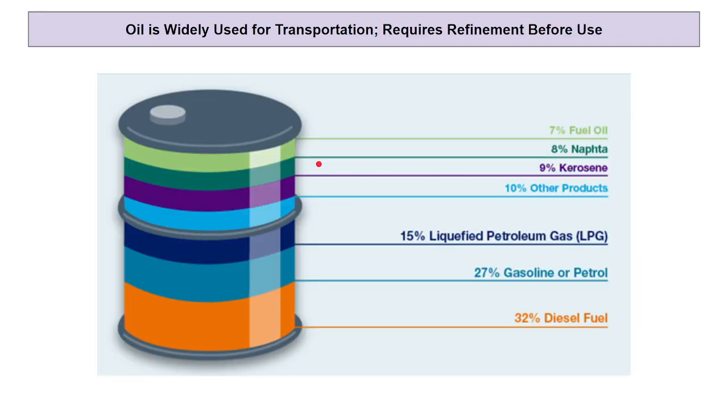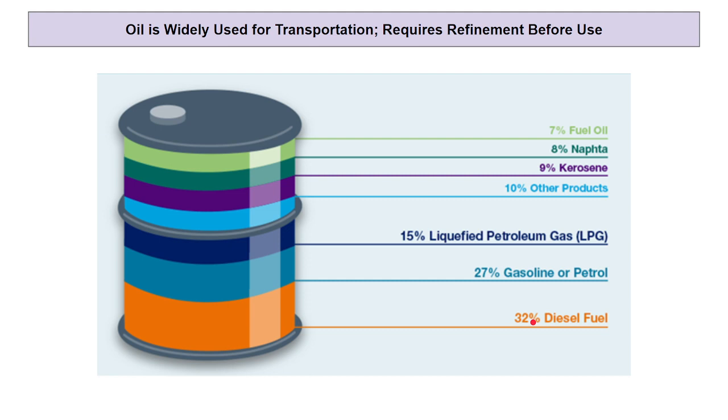Okay. Now, oil is widely used for transportation. This is mostly what we use oil for. You can kind of see a breakdown of what we convert oil into. 32% being diesel fuel, think of large trucks. 27% is gasoline, like for your car that you might use. And then you have other ones like liquefied petroleum gas and kerosene and other fuel oils. But overall, oil is largely going to be used for transportation purposes.